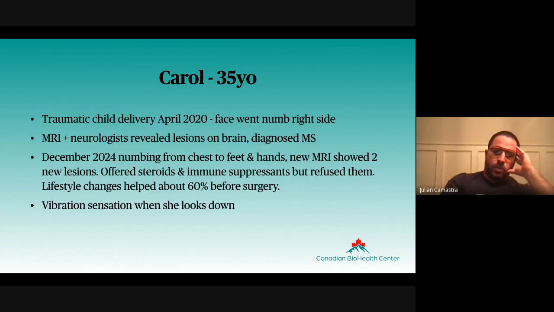Then in 2024, it got really bad. She had numbing from her chest to her feet and her hands. And then they found more lesions on another MRI. All she was really offered was steroids and immune suppressants. She was already on the holistic health journey, so she refused that, didn't want it, wanted to get to the bottom of things. She made a lot of lifestyle changes, and she was able to get 60% better before we ended up seeing her. And she had this weird sensation where when she looked down, she felt a vibration.